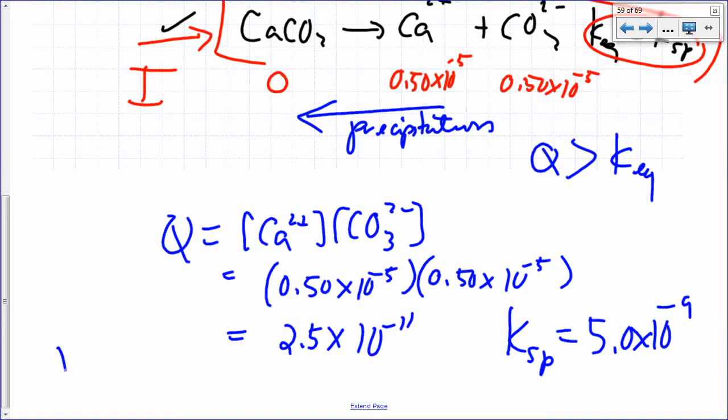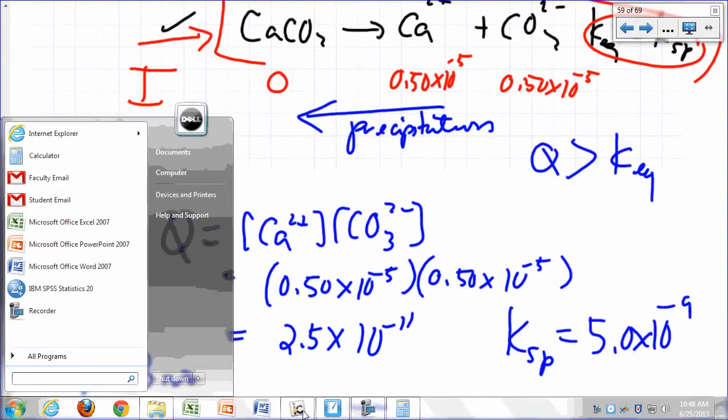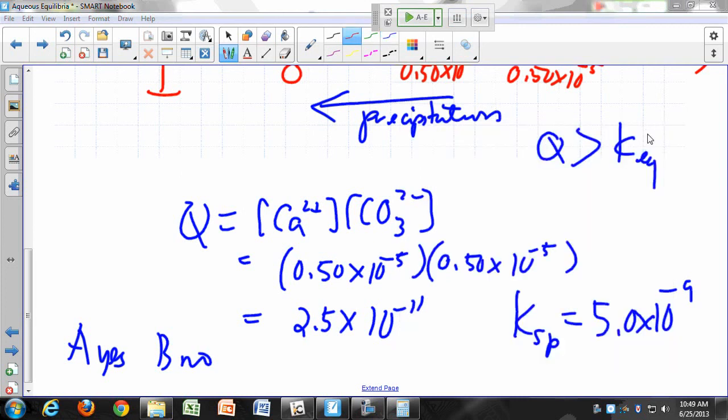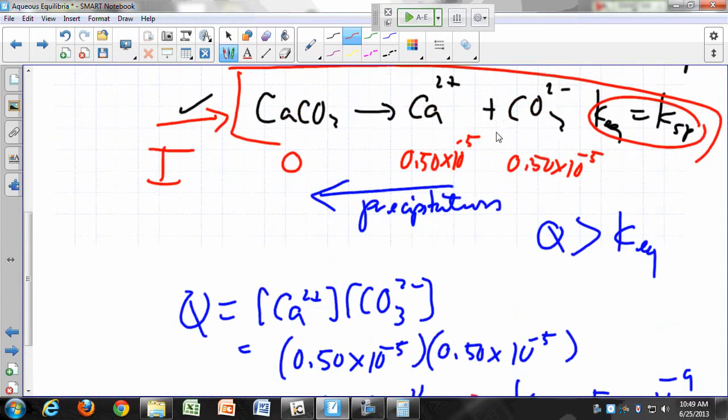So, A, yes. B, no. Will precipitation occur given that Q is 2.5 times 10 to the negative 11 and KSP is 5 times 10 to the negative 9? No. Okay, why not? Q is less than KSP. So, will the reaction go forward? No, there is no solid calcium carbonate, right? It can't go forward as written because you don't have any calcium carbonate, but it will not go in reverse either.